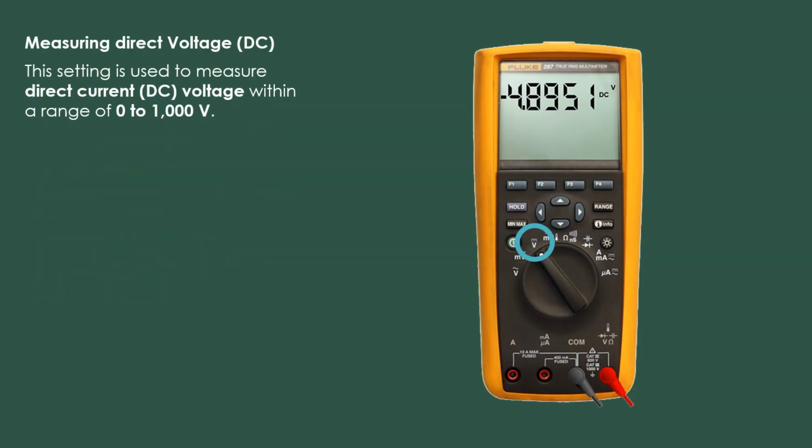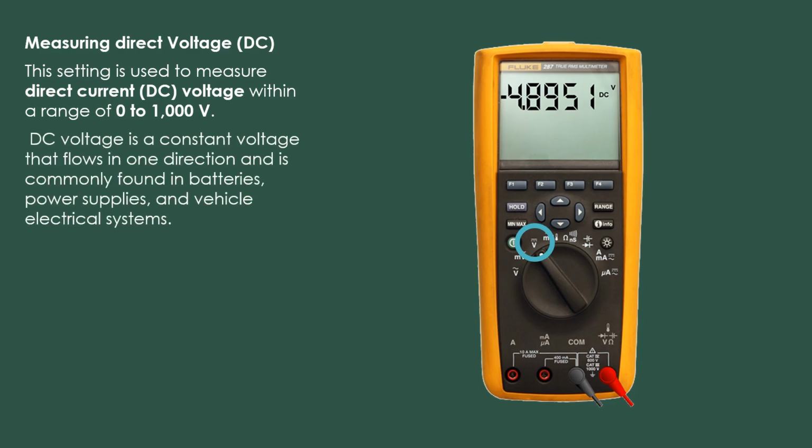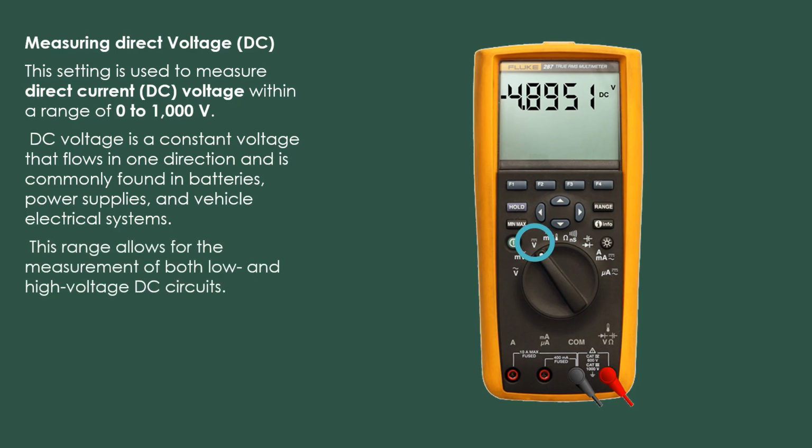Measuring direct voltage, DC. This setting is used to measure direct current, DC voltage within a range of 0 to 1000 volt. DC voltage is a constant voltage that flows in one direction and is commonly found in batteries, power supplies, and vehicle electrical systems. This range allows for the measurement of both low and high voltage DC circuits.